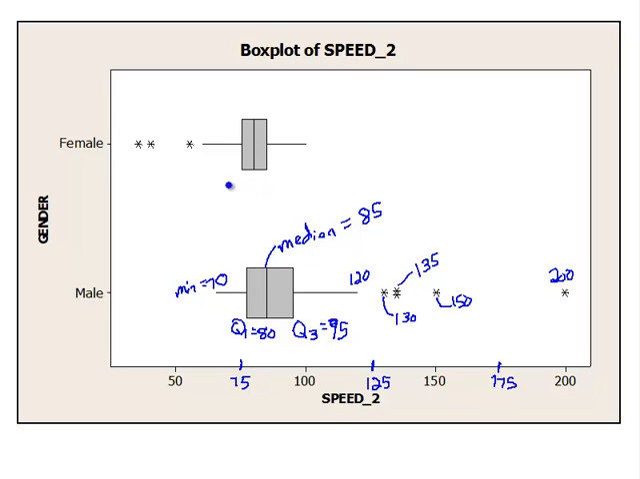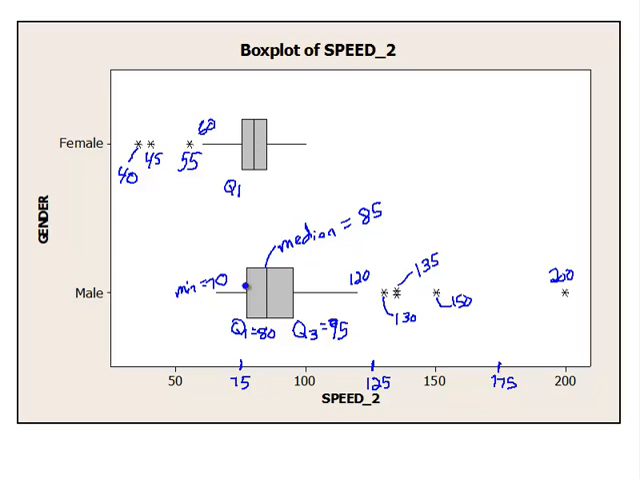Let's look at the females. We have 3 outliers to the left, but no outliers to the right. So it looks like the lower fence would be about 60. This outlier looks like about 55. This looks like about 45. And then the minimum looks like around 40.